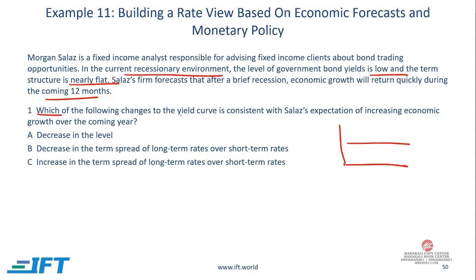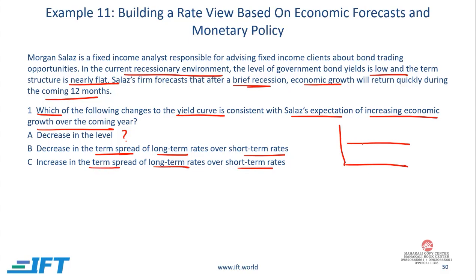Which of the following changes to the yield curve is consistent with Salaz's expectation of increasing economic growth over the coming year? So currently there is a recessionary environment. The forecast is that there will be a brief recession and then there will be economic growth. So one is decrease in level. This is not consistent. Decrease in the term spread of the long-term rates over short-term rates. So term spread is the difference between long-term rates and short-term rates, which we talked about earlier. One scenario is this will go down. The other is increase in term spread of long-term rates over short-term rates.